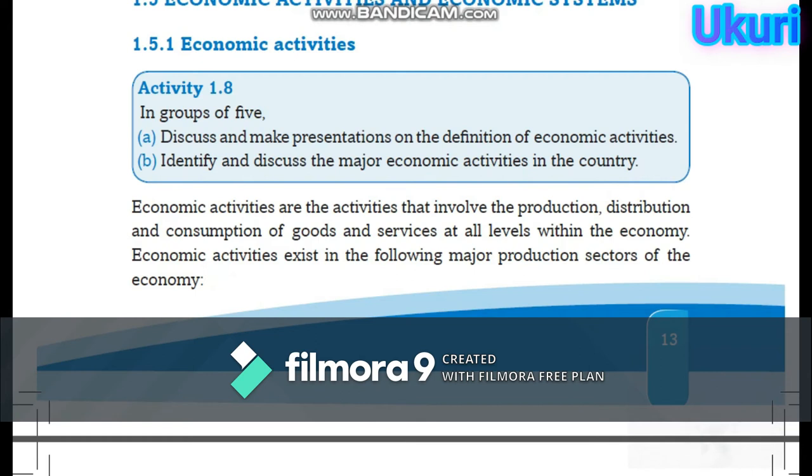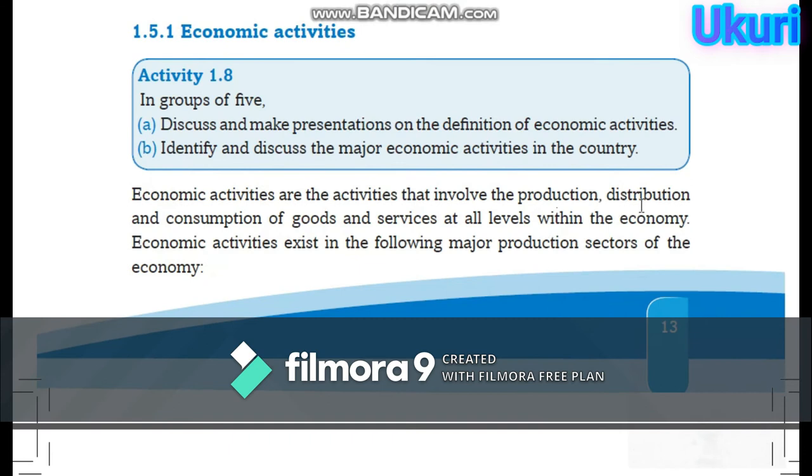So economic activities are the activities that involve the production, distribution, and consumption of goods and services at all levels within the economy.